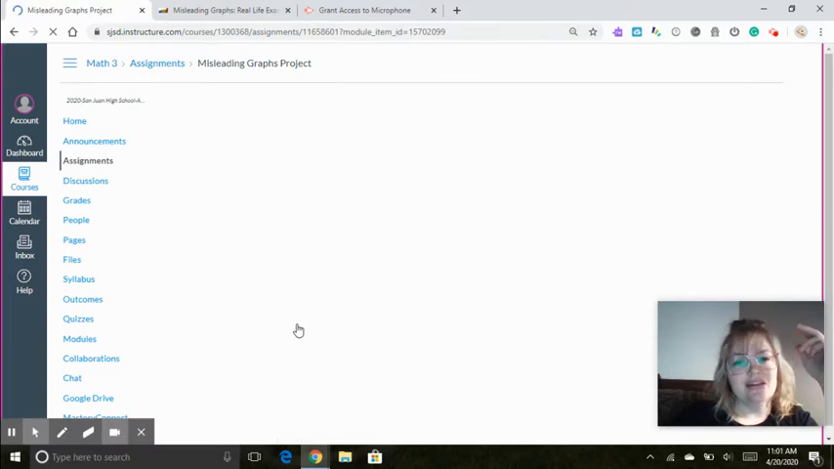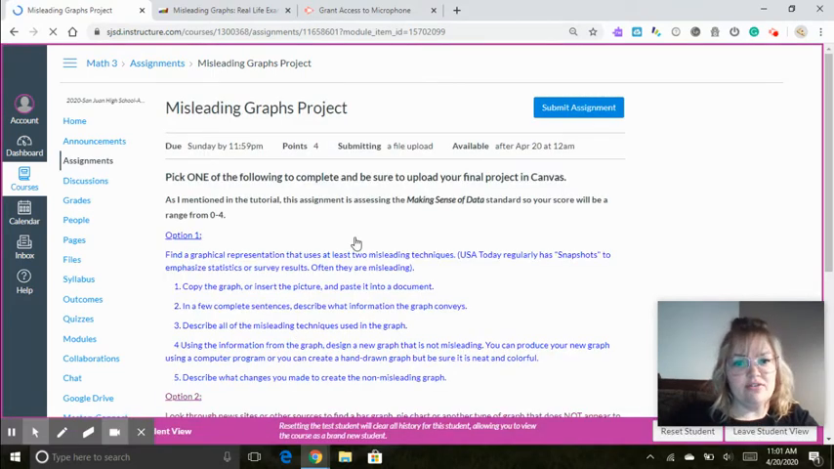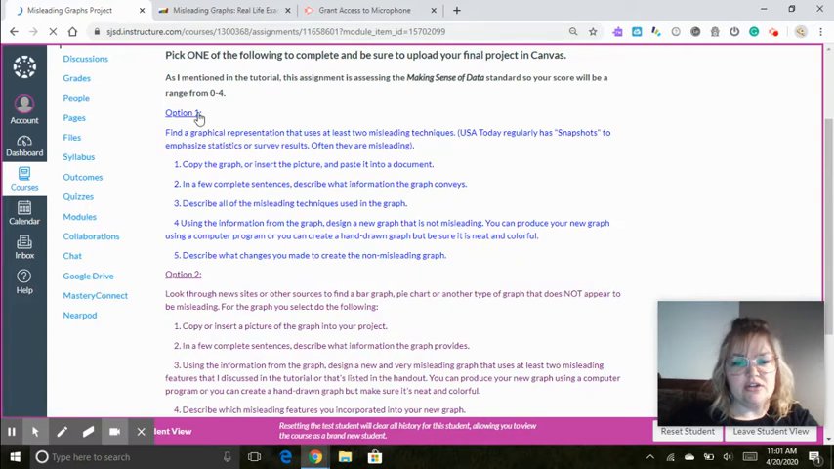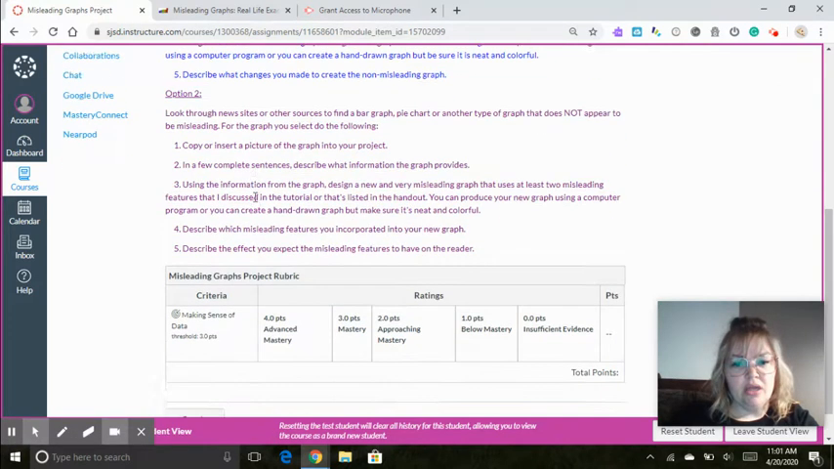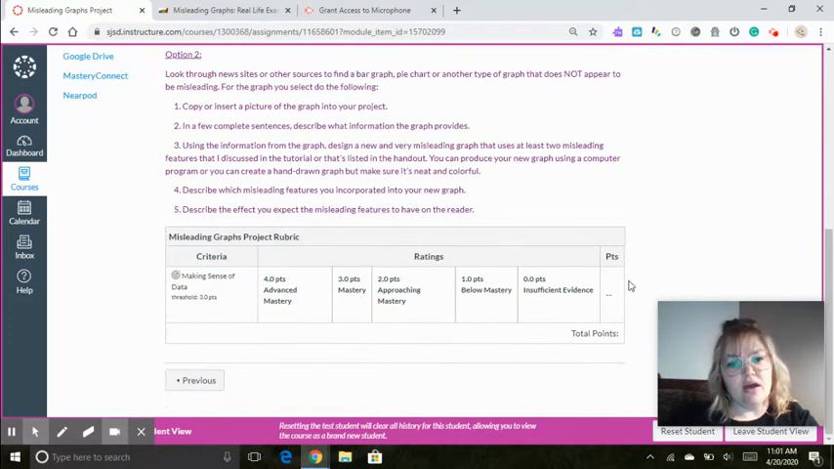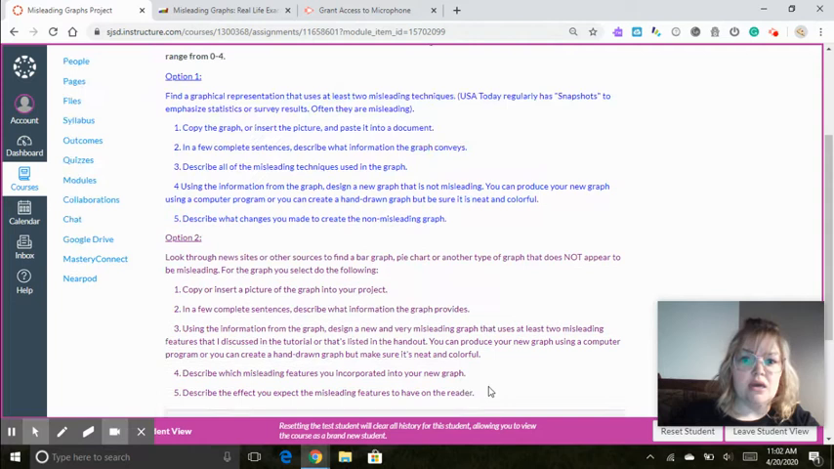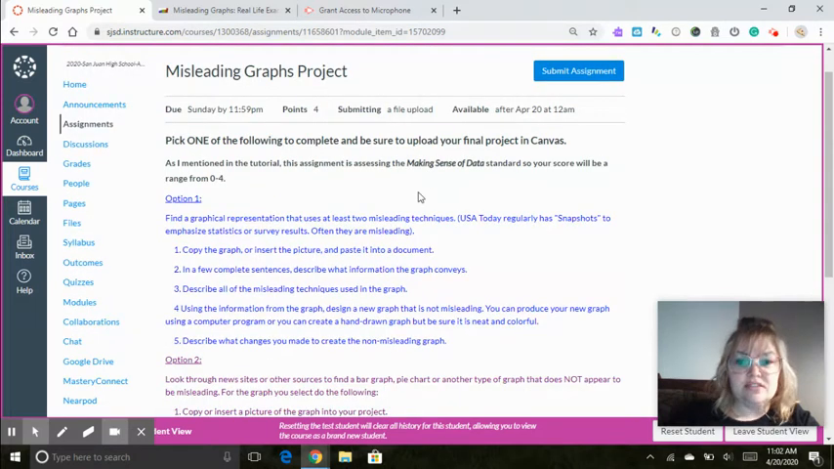Anyway, so I have all the information here. There's your option 1. There's your option 2. This is obviously the rubric that I'm going to grade you on for this standard, which is making sense of data. But this is the only thing I'm assigning all week. So take your time, do it well, and it's not due till Sunday at midnight.